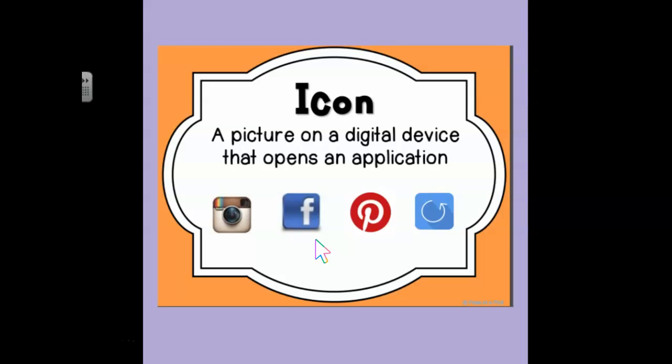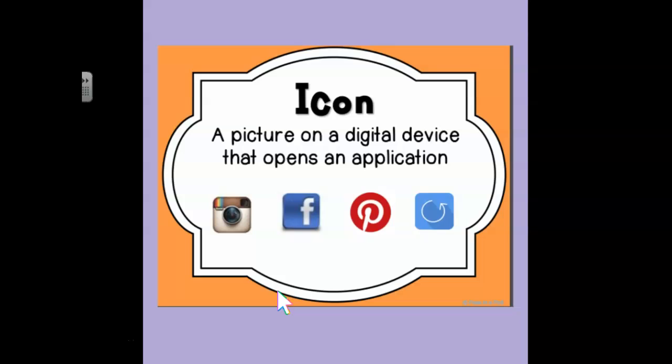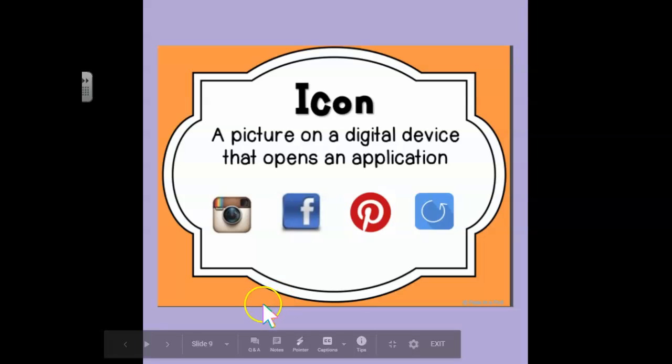So any of those. Think about your parents' phones. All those little square pictures that you see are what? Yes, they're icons. All right, so all of those icons, when you click on them, they open up another application, something that you can do. And that is called an icon. And it can be on what? A phone, iPad, and a computer of any kind, laptop.